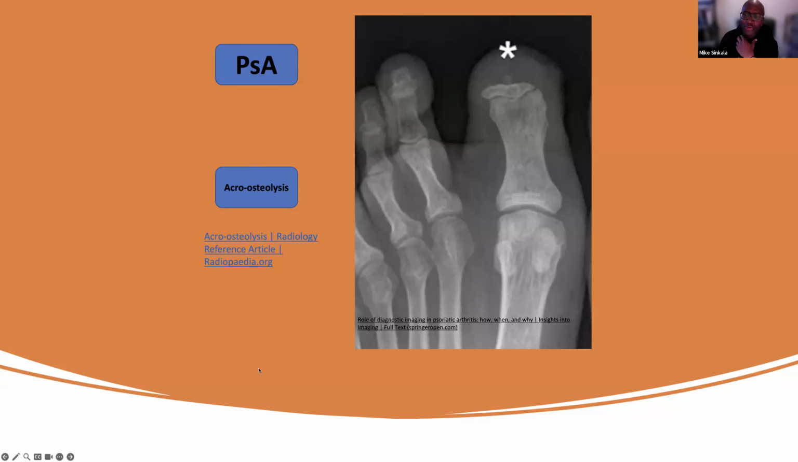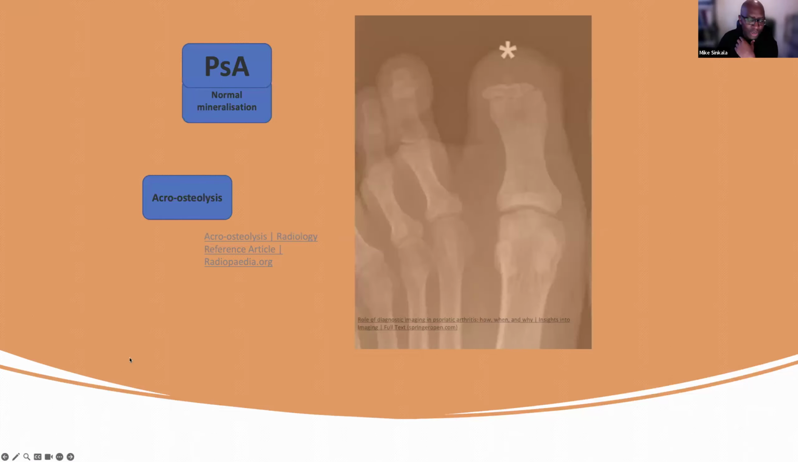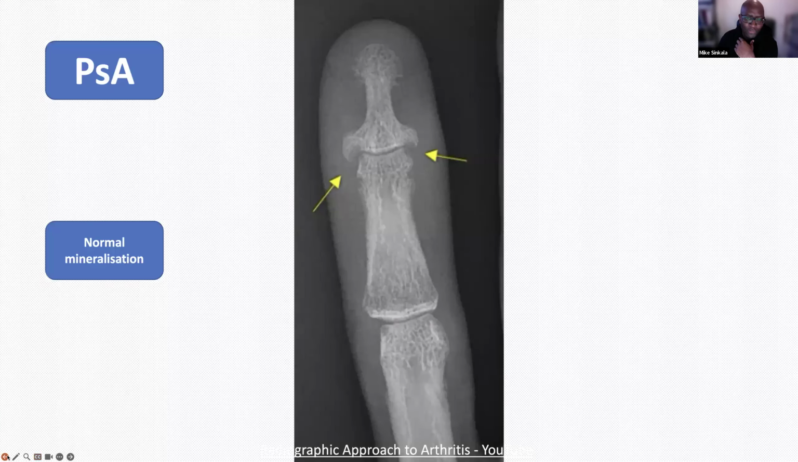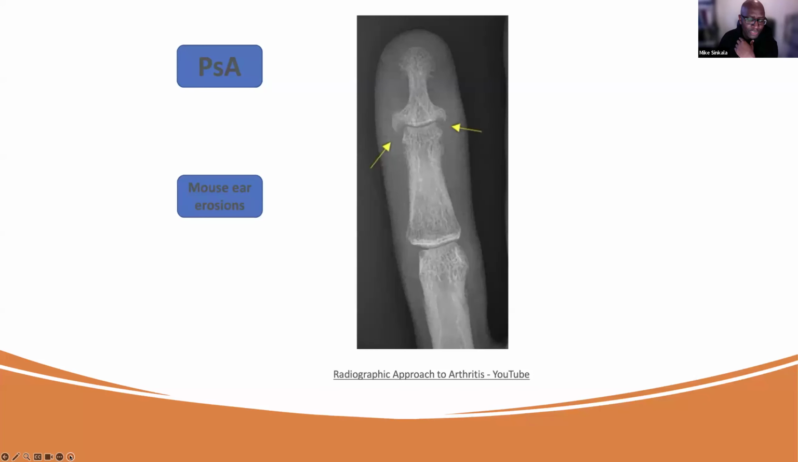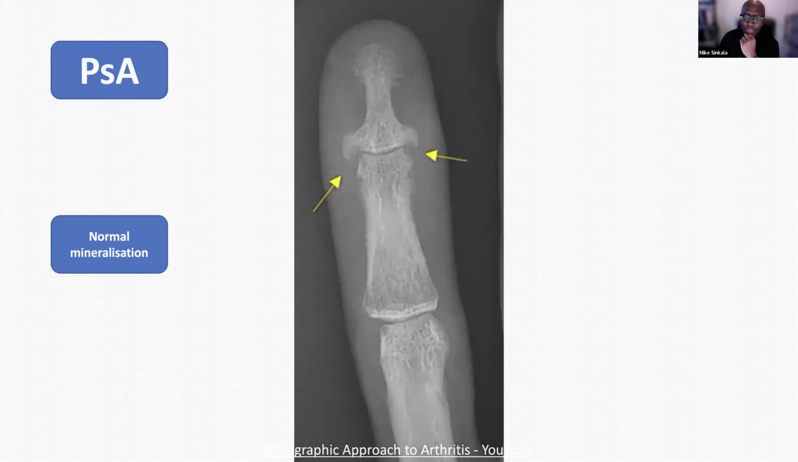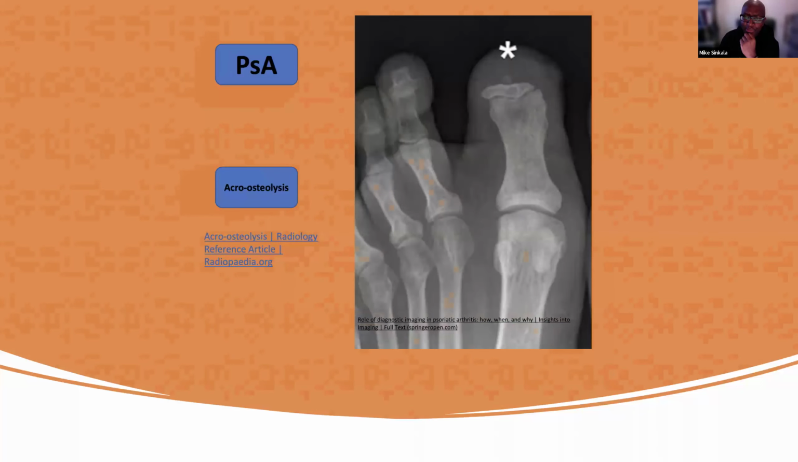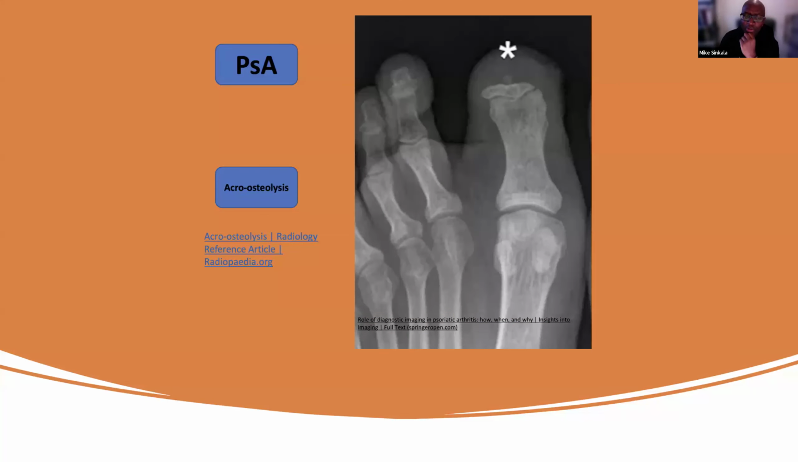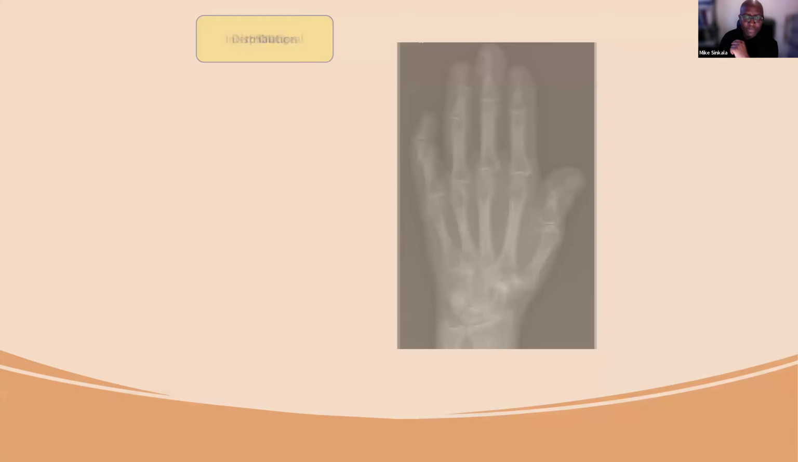There is acroosteolysis. There is loss or erosion of the terminal tuft of the digit that is concerned with the psoriatic arthritis. That is acroosteolysis, common in psoriatic arthritis. Okay.